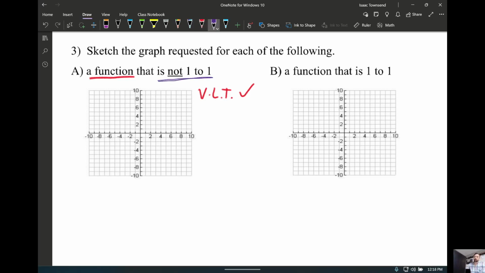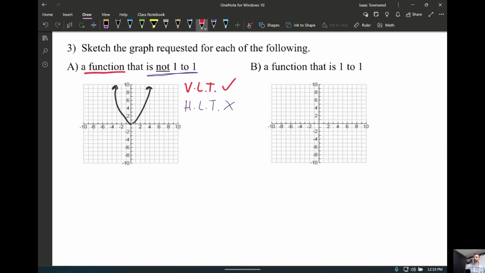But to not be one-to-one, it's got to either fail the vertical or horizontal line test. So you can come up with whatever you want, but whatever you come up with, better pass the vertical line test, but not the horizontal line test. Other than that, try not to overcomplicate it. Something like x squared passes the vertical line test, but not the horizontal line test.